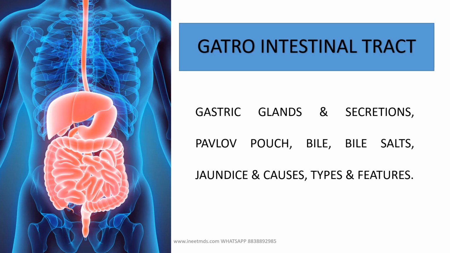And the next topic, gastrointestinal tract. The same thing under physiology, but the special feature you will be adding here is peptic ulcer and jaundice. These are the two pathological points which are very important from the exam point of view, which you have to cover from the gastrointestinal tract topic.